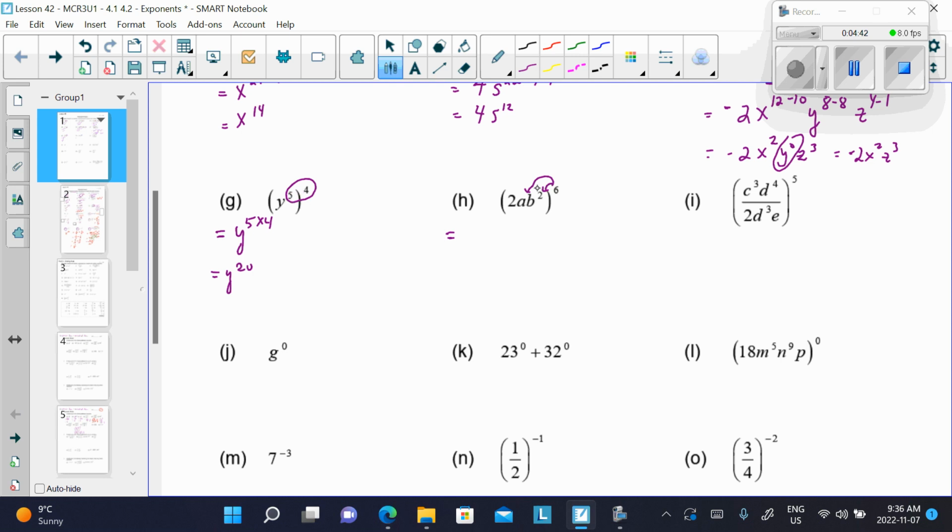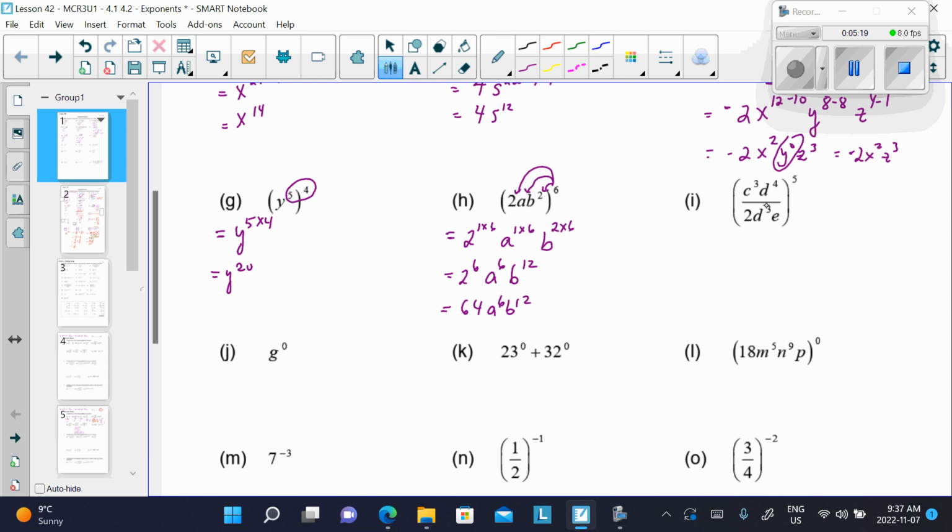This 6 on the outside of the bracket acts on the 2, acts on the A, which has a 1, and then the 2 also has a 1 as an exponent. So really it's 1 times 6 on the 2. On the A, it would be 1 times 6. And then the B would be 2 times 6. So we have 2 to the exponent of 6, a to the exponent of 6, and b to the exponent of 12. Okay, and you can work out 2 to the 6. 2 to the 6 is 64. B12.